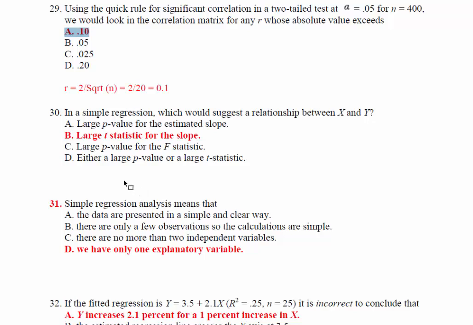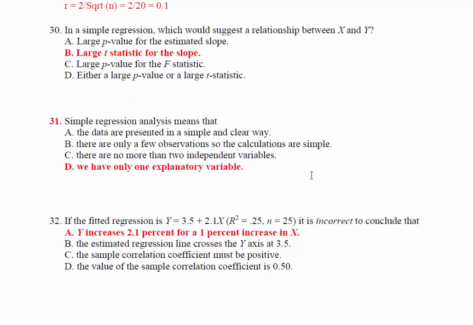Number 30. In a simple regression, which would suggest a relationship between X and Y? A large p-value, we know it's not, and we prefer a smaller p-value. A large t-test statistic, that's the answer, yes. Large p-value for F, no. Either large p or large t, that's not true. So B is the correct answer, only B.